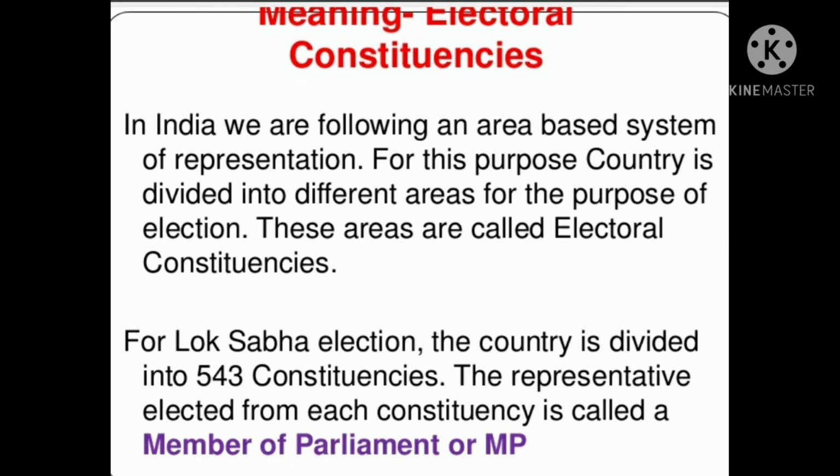Electoral constituency. India is divided into different areas for the purpose of elections. These areas are called electoral constituencies. The voters living in an area elect one representative. For Lok Sabha elections, India is divided into 543 constituencies. The representative elected from each constituency is called a Member of Parliament or an MP.